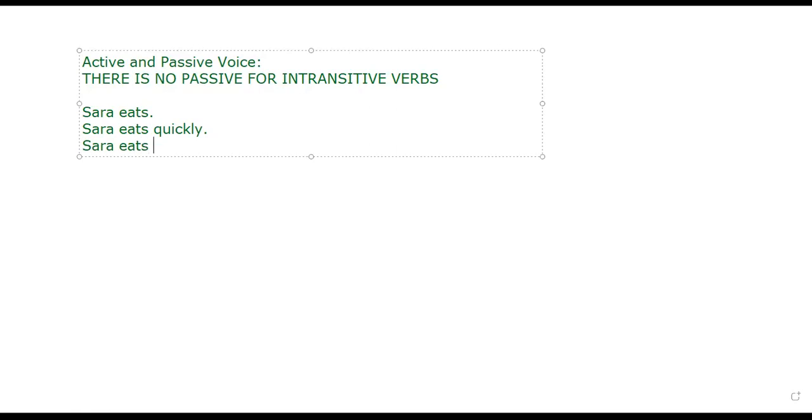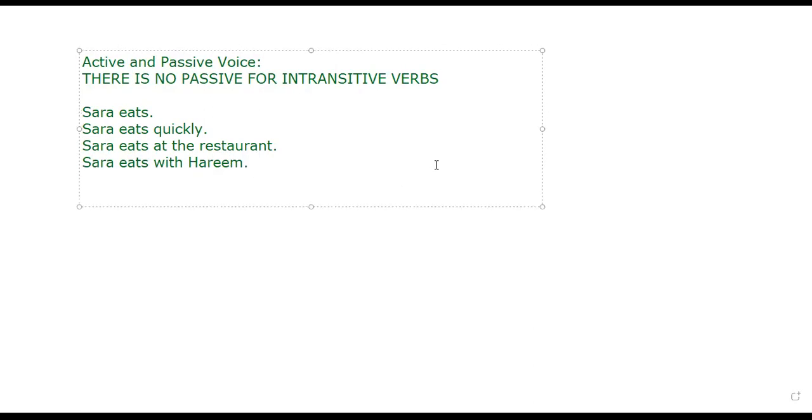Sara eats at the restaurant. Again, no passive, because we cannot say at the restaurant is eaten by Sara. At the restaurant is not eaten by Sara. At the restaurant is just the place where she eats. Next, Sara eats with Harim. Again, no passive for this sentence as well, because it does not have a direct object.